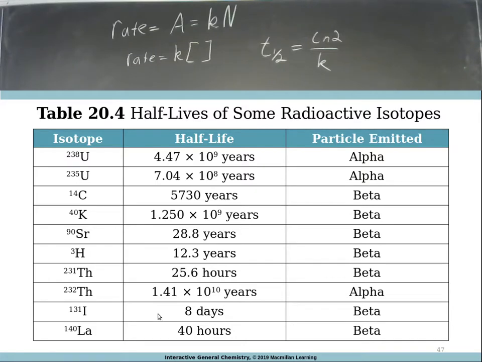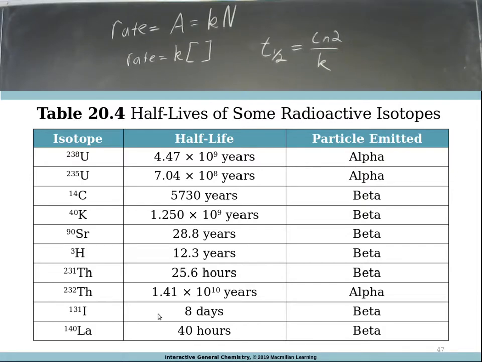That's thorium, two different isotopes of thorium, one of which lasts a mere 25.6 hours and the other lasts 14 billion years. And then iodine-131 has a half-life of 8 days. And iodine is kind of an important byproduct of other nuclear reactions. That makes it really important.